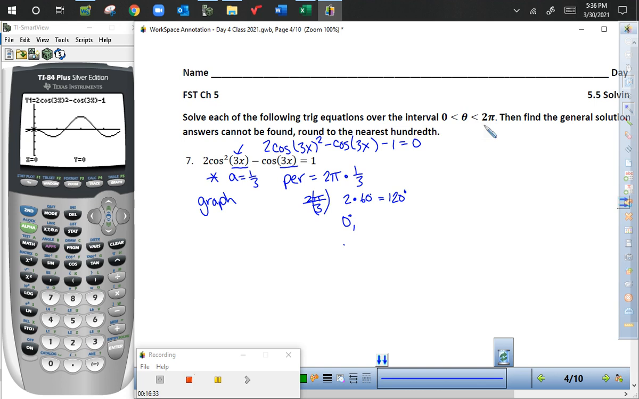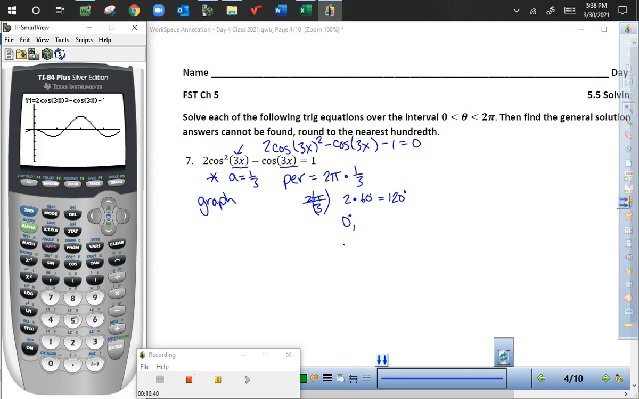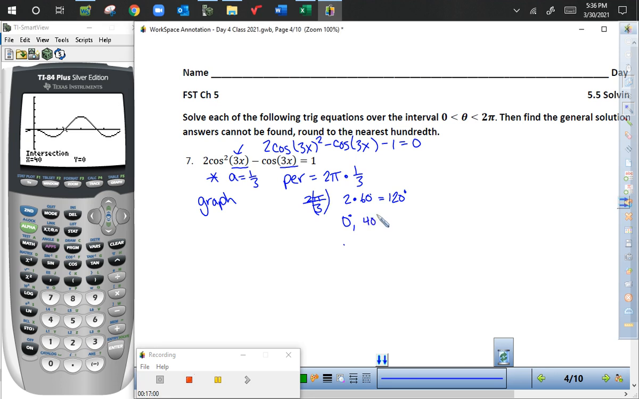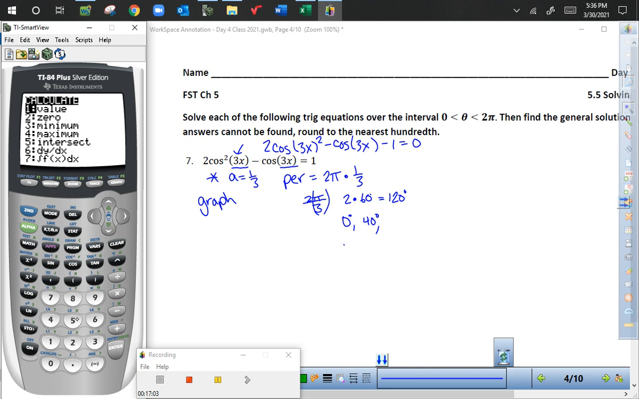Alright, second one is second trace intersection again. Notice right now you're on the curve. If you go up, you'll be on the line y equals 0. It lets you travel a little bit faster if you want to get closer to that second intersection. Then enter, enter, enter again. The next one is 40 degrees. And then we're just going to continue this process. Second trace intersection.